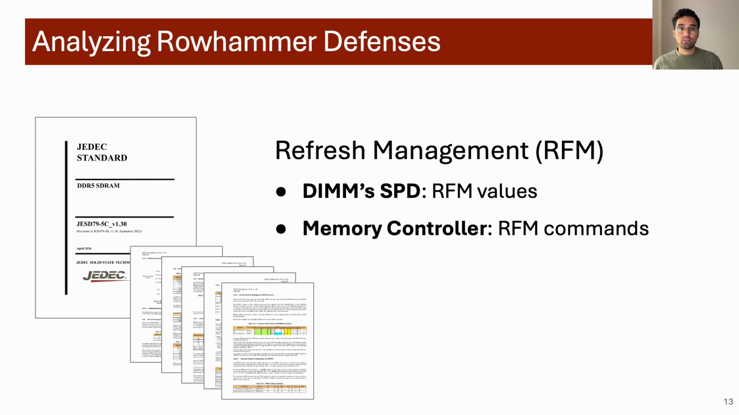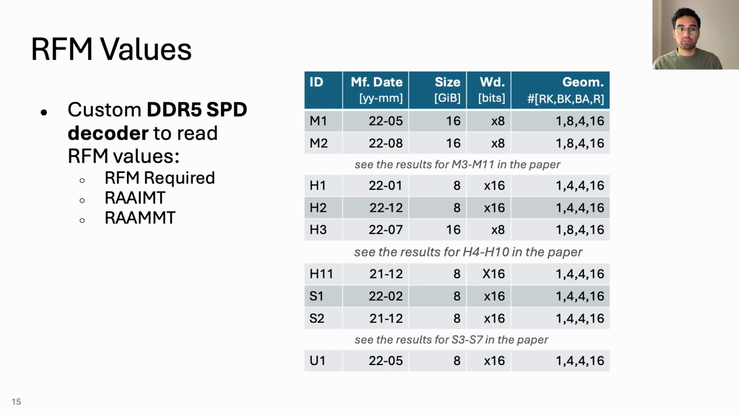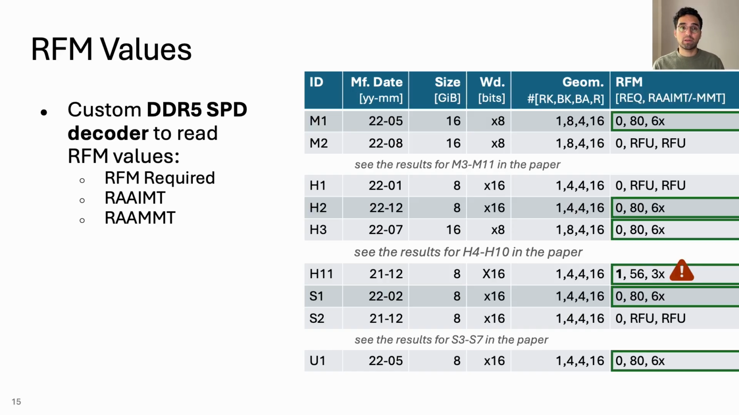For the RFM analysis, we looked into both the RFM data reported by the DIMMs and the behavior of the memory controller. We first had to write a custom DDR5 SPD decoder, as existing tools did not support reading out these values. And we looked at 3 RFM parameters: if RFM is required by the DIMM, the RAA-IMT, so the rolling accumulated activation initial management threshold, and the RAA-MMT, so the maximum management threshold. We found that most DDR5 devices report valid RFM values, but only one of the 30 DIMMs in our test pool requires RFM.